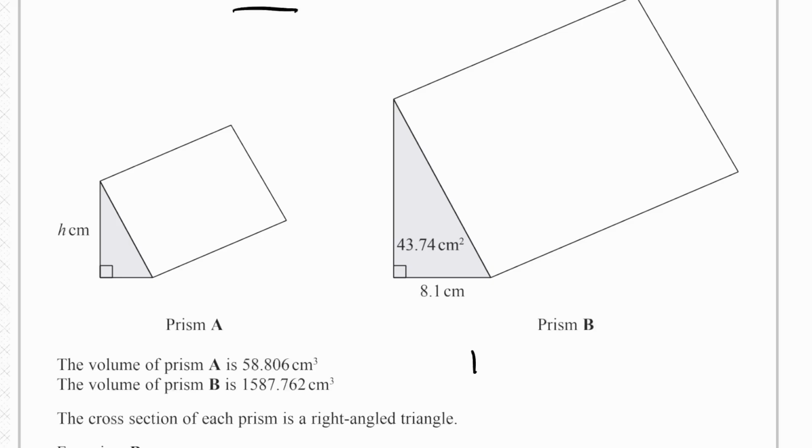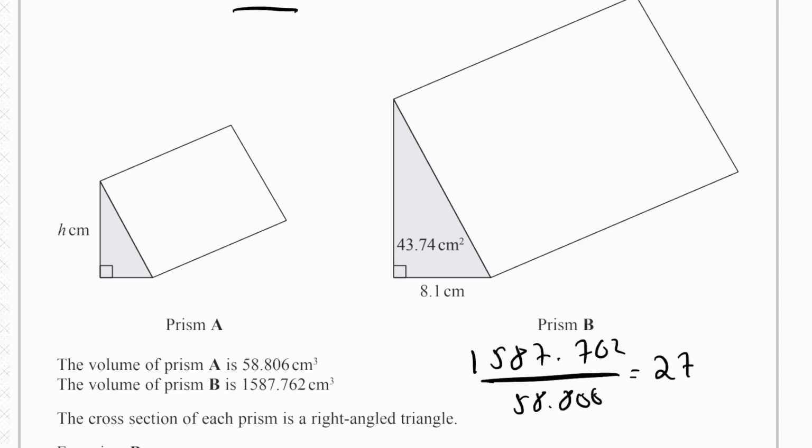So the easiest way to do that, you take 1587.762, divide it through by 58.806. And if you put that into your calculator, you should get that the scale factor is going to be 27. So basically prism B has 27 times more volume than prism A.